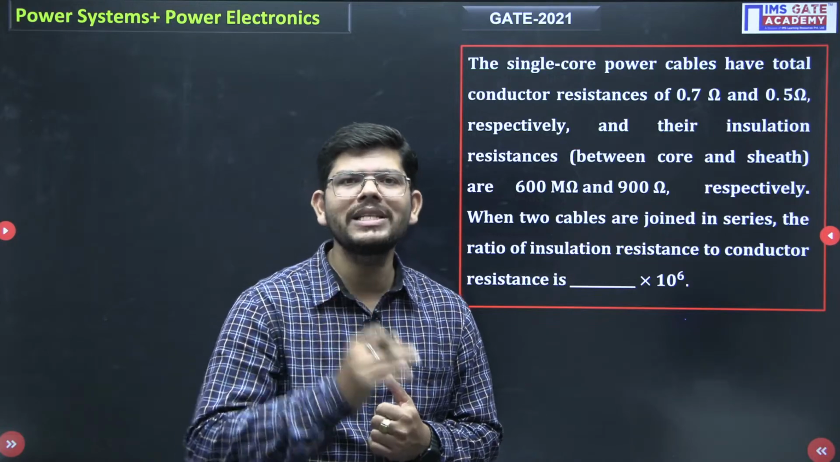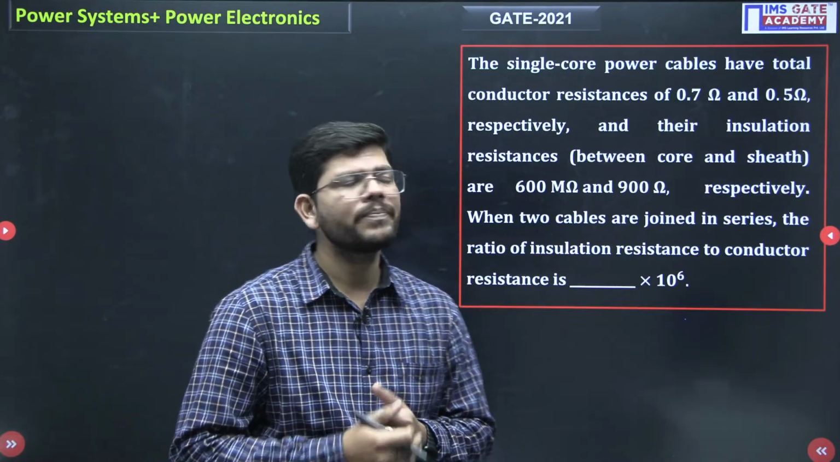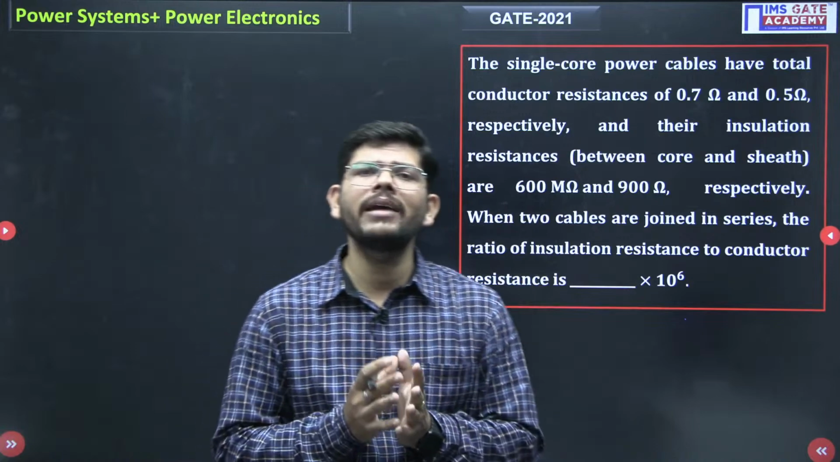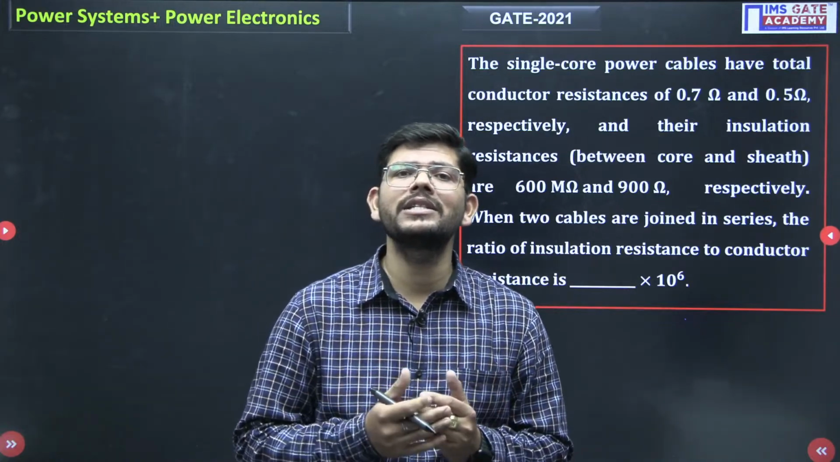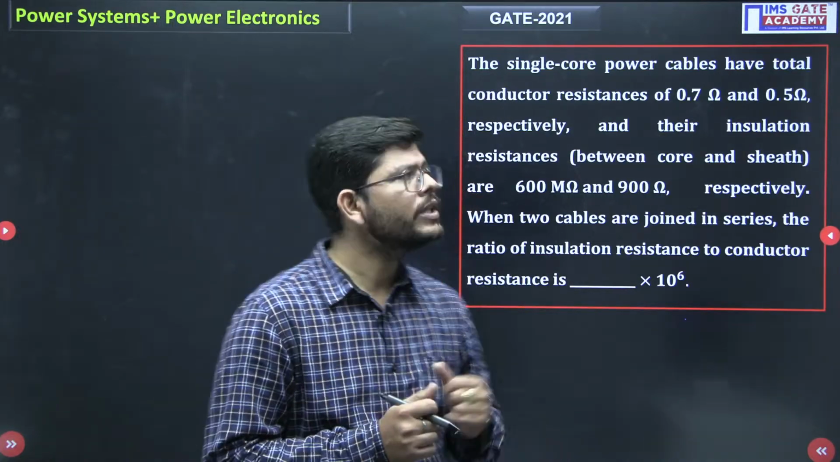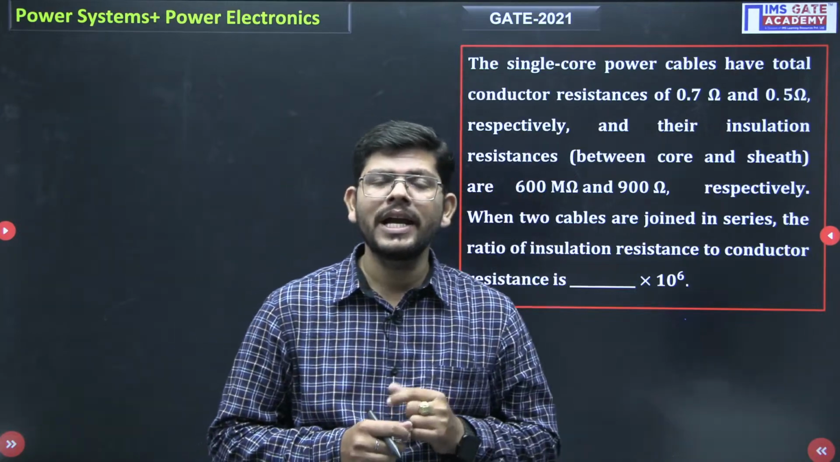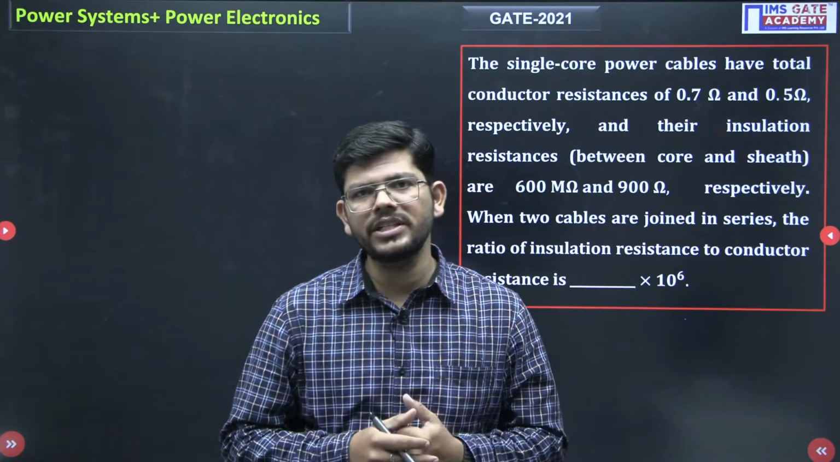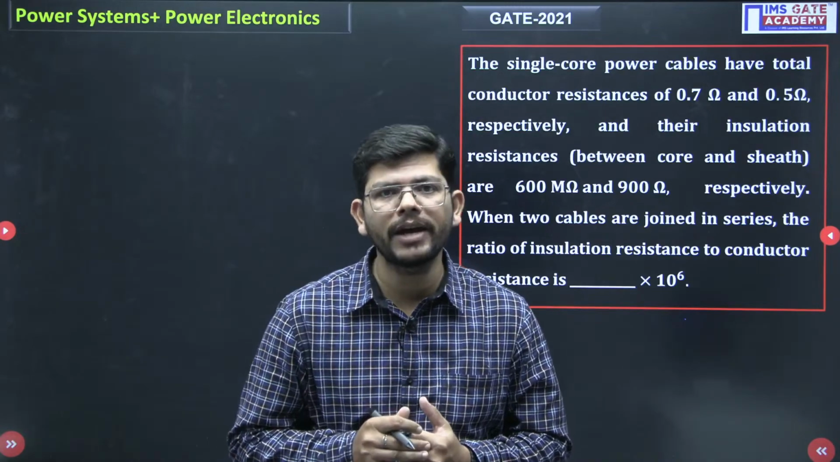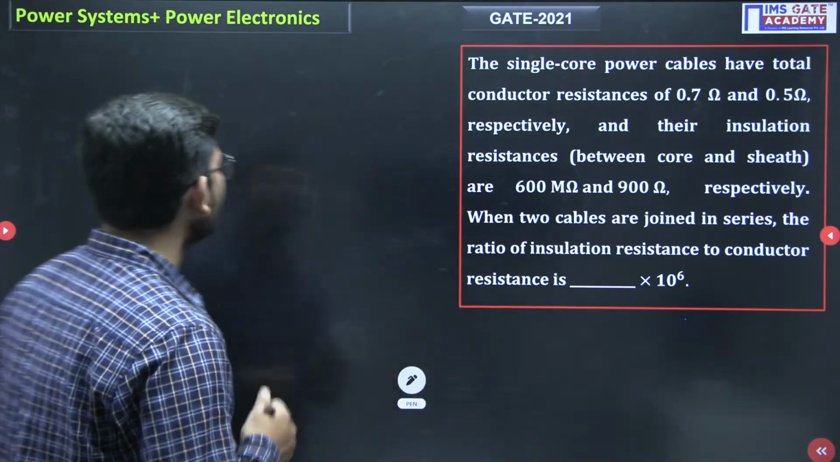This is what we have to find. Now what mistake have students done? If you are joining 2 cables in series, you know that in series resistance normally gets added. So they have added the conductor resistance and they have added the insulation resistance as well, which you should avoid. Why? Let me tell you.